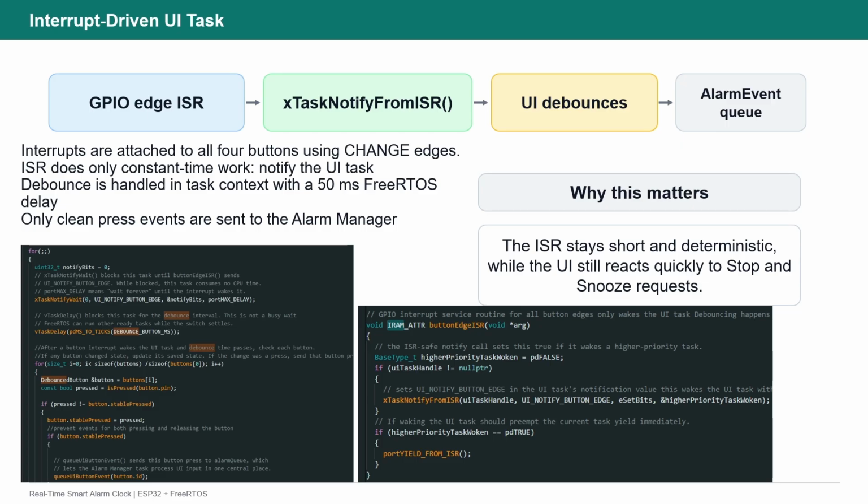After the UI task wakes up, it waits 50 milliseconds for debounce, then it reads the stable button states. Since the buttons are active low, a pressed button reads as low. If a valid press is detected, the UI task sends a clean button event to the alarm manager queue. This keeps the interrupt fast while still allowing reliable button handling.